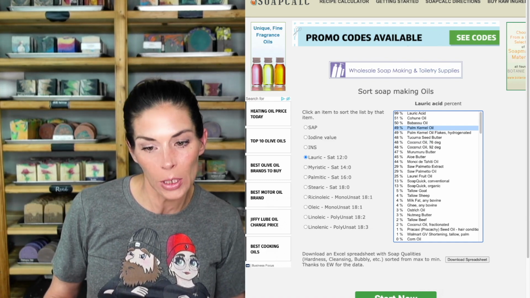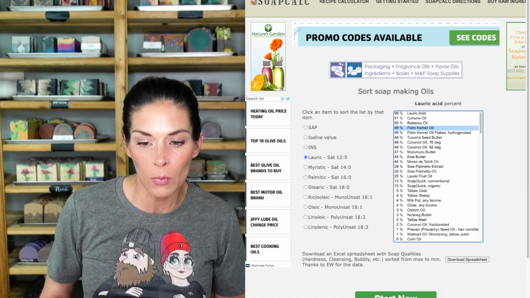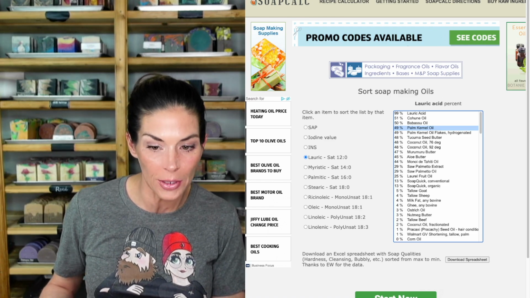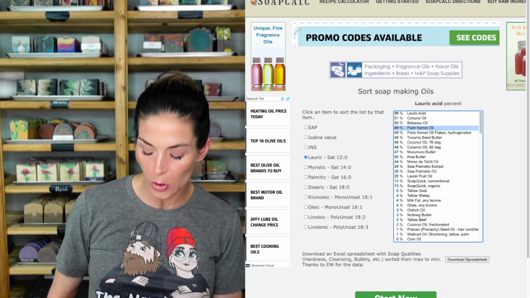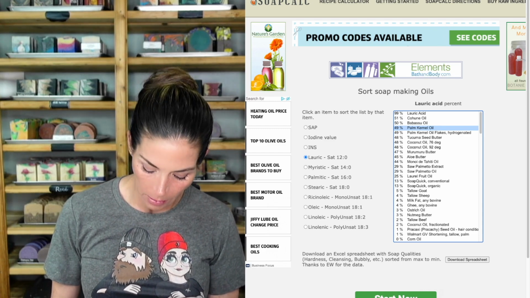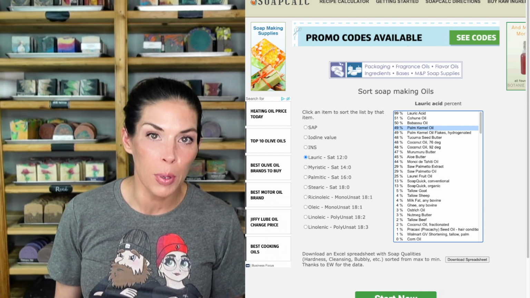Going down below the 48%, we have a couple butters, some kind of fancy butters, a lot of fancy butters. So your biggest subs are going to be babassu and palm kernel oil.